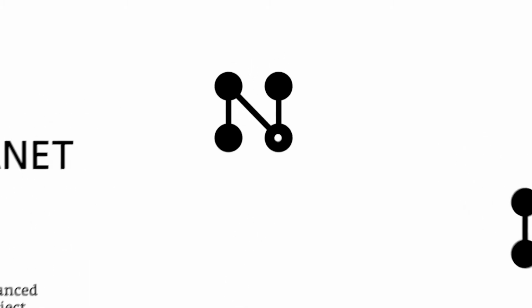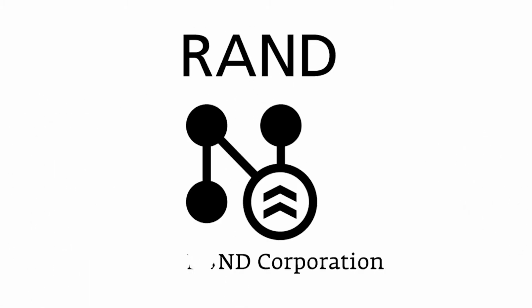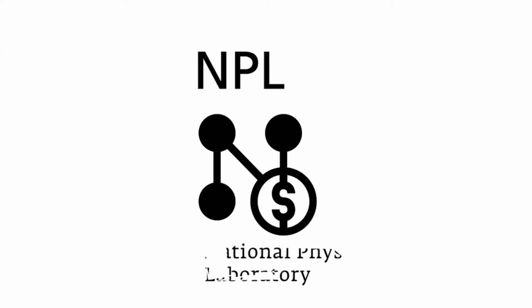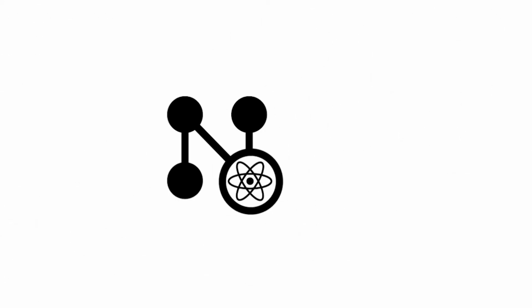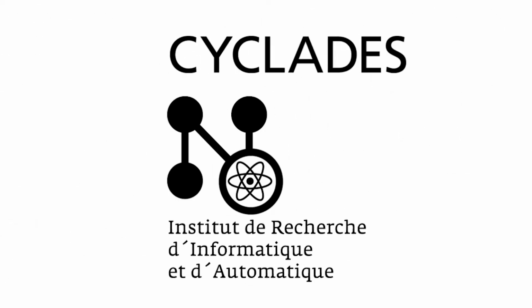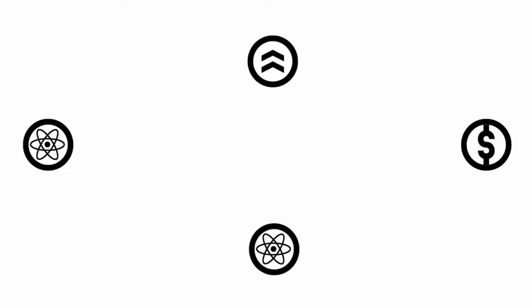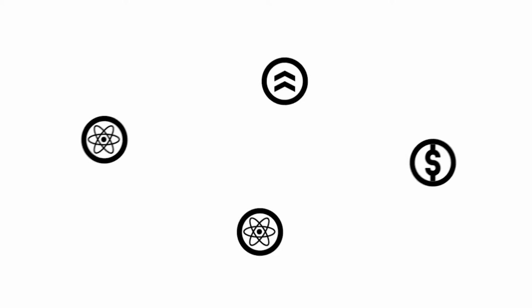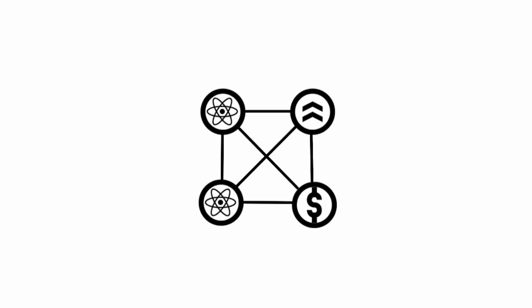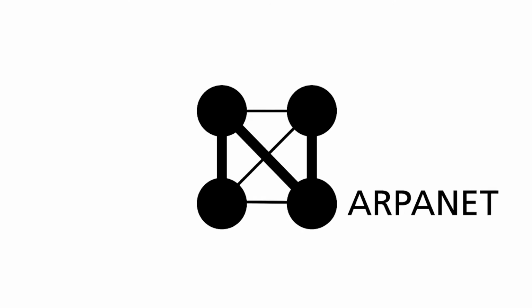The concept of a military network by the RAND Corporation in America. The commercial network of the National Physical Laboratory in England. And the scientific network Cyclades in France. The scientific, military, and commercial approaches of these concepts are the foundations for our modern Internet. Let's begin with the ARPANET, the most familiar of these networks.